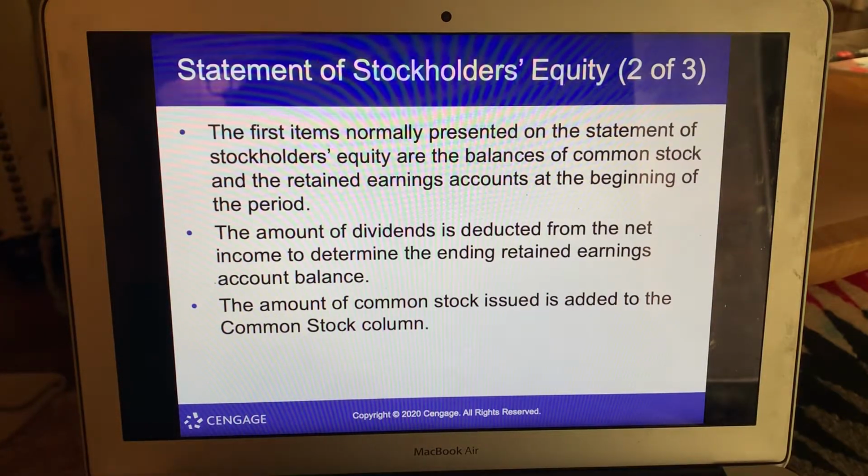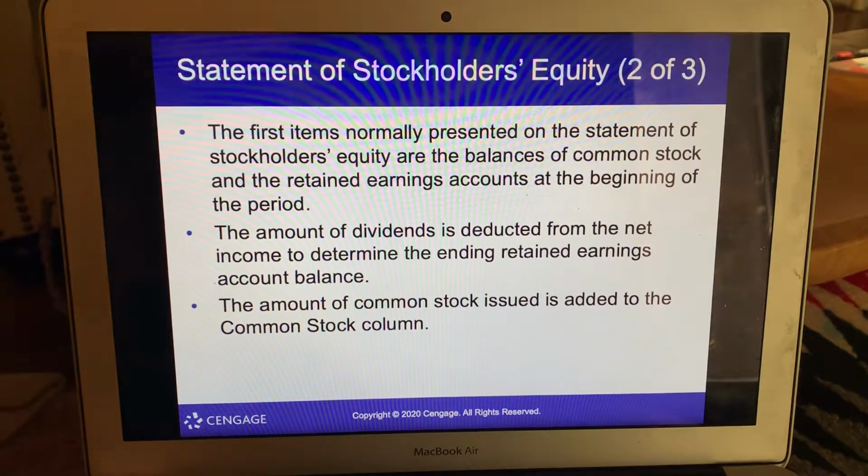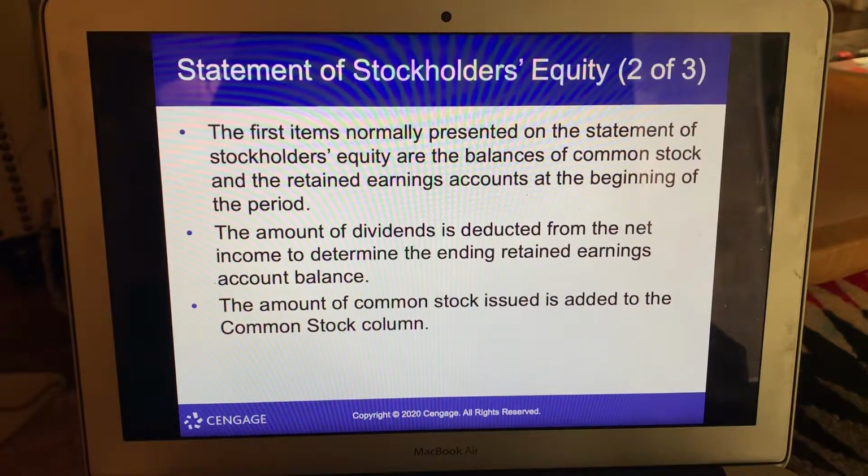Okay, so disregard the dog barking. So this is the statement of stockholders' equity. It's a little chihuahua. He's barking in here.